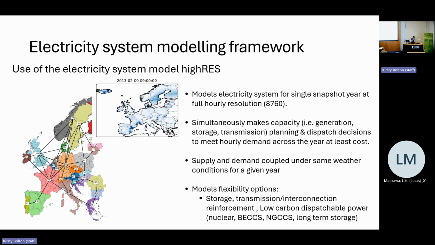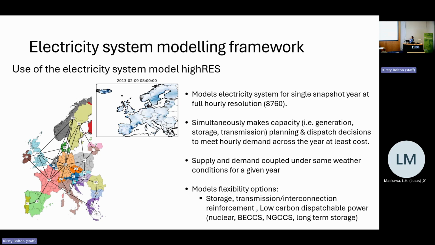We model supply and demand under the same weather conditions. So we have data from reanalysis, so modeled weather data for the past 60 years. And then we can either use quite a bad weather year or use multiple weather years to design a system that can also withstand the weather variability. So here you can see in blue the wind speeds moving across Europe over one day.